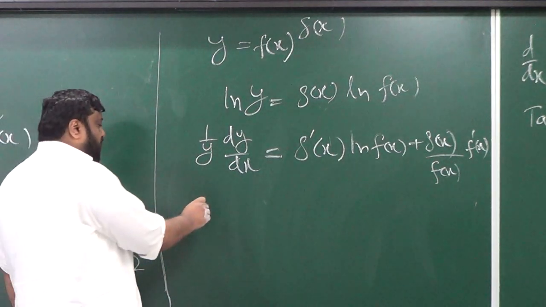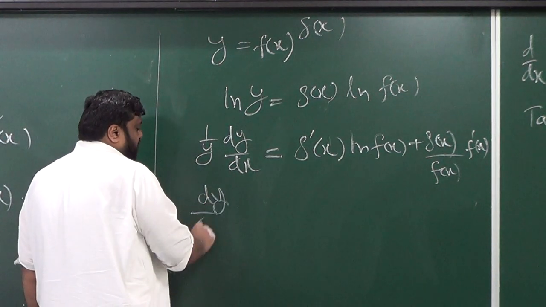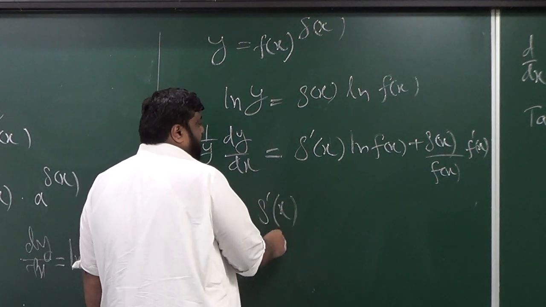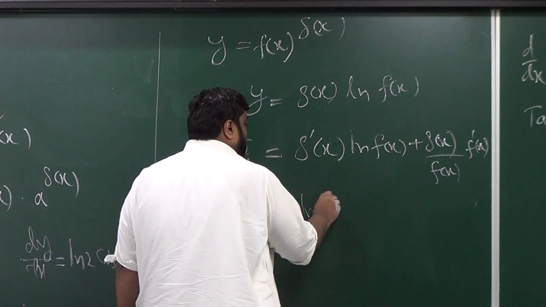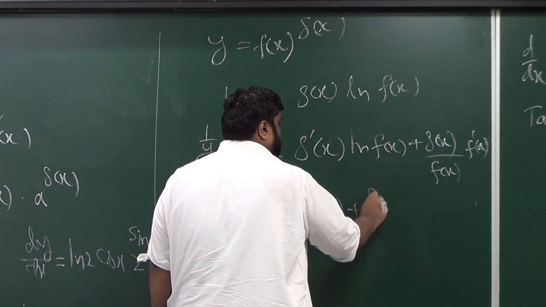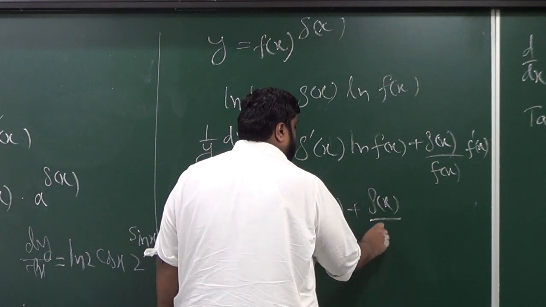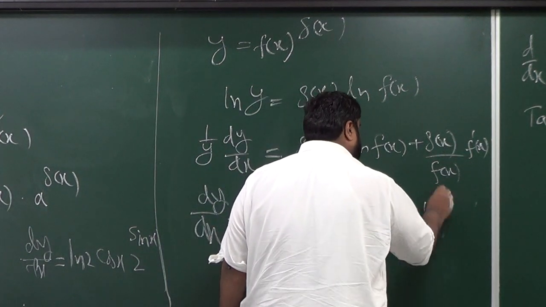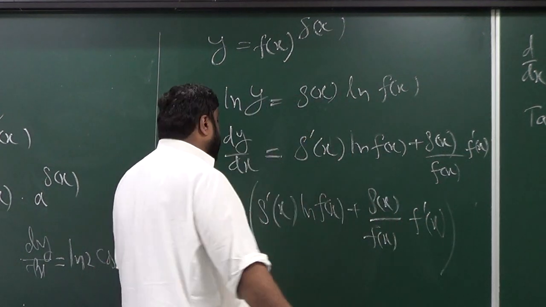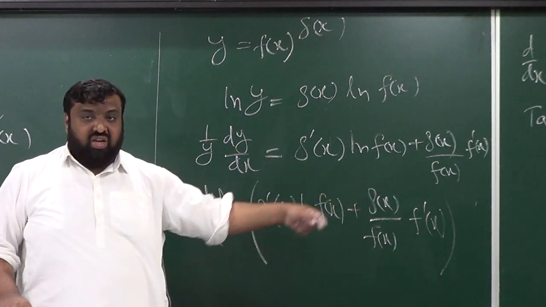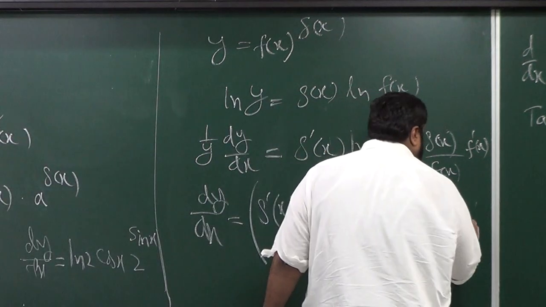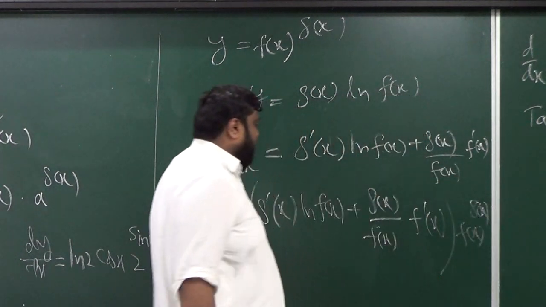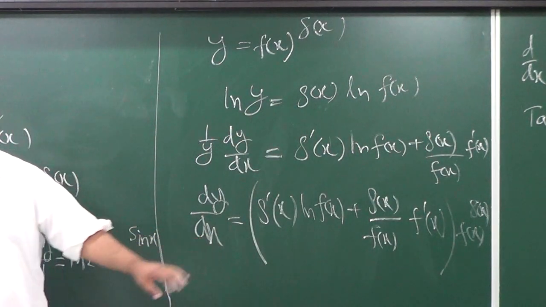And if you want only dy/dx, you need to isolate dy/dx. So it is g'(x) log f(x) plus g(x) over f(x) times f'(x), and everything multiplied by y. And the y is really f(x) raised to g(x). So this is really the generic recipe.